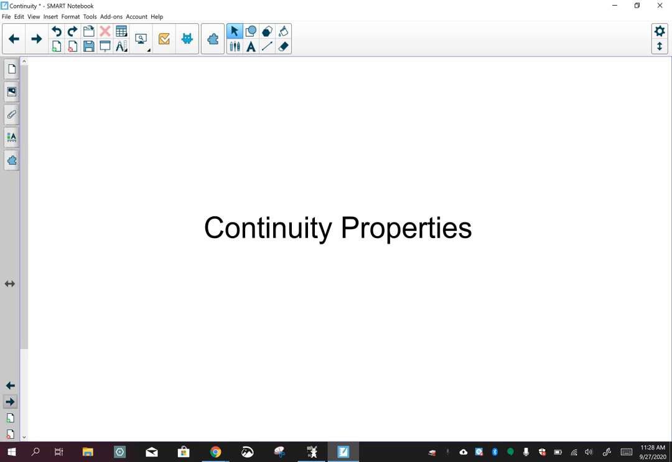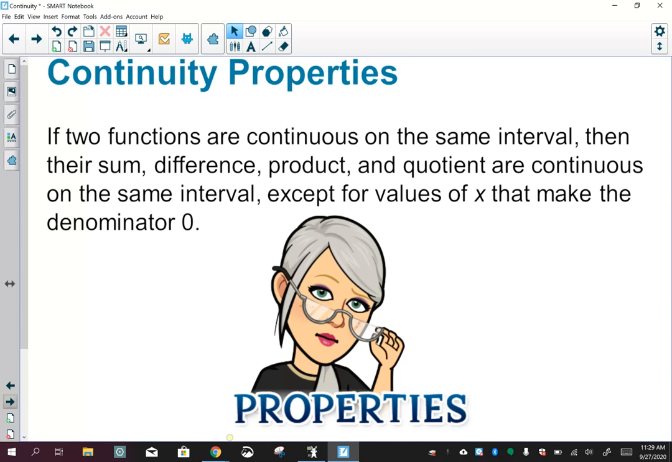All right, continuity properties. So of course there's going to be properties. There's properties for everything. The good news is that there's a lot of this stuff that you already know how to do. So this is not going to be hopefully that big of a deal. And a lot of these properties you already know. So let's talk about continuity properties.